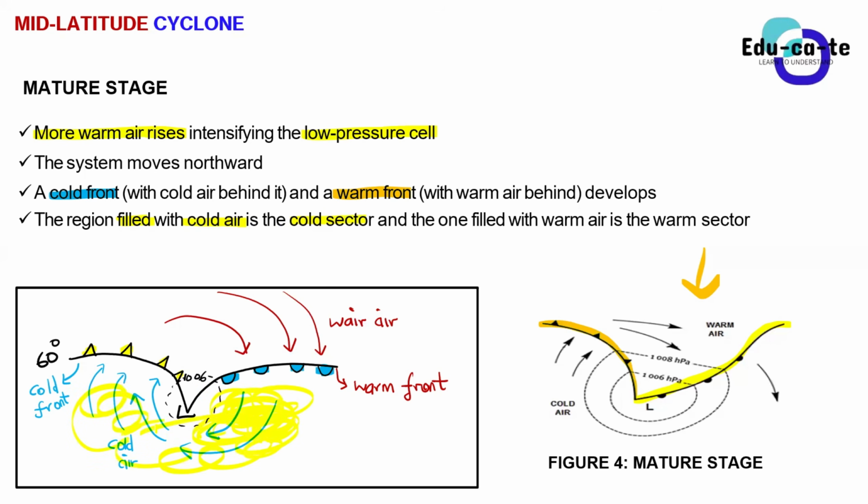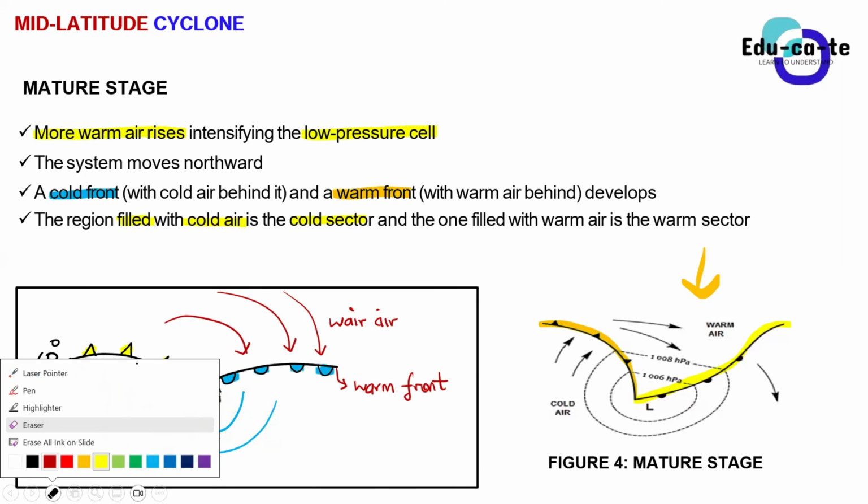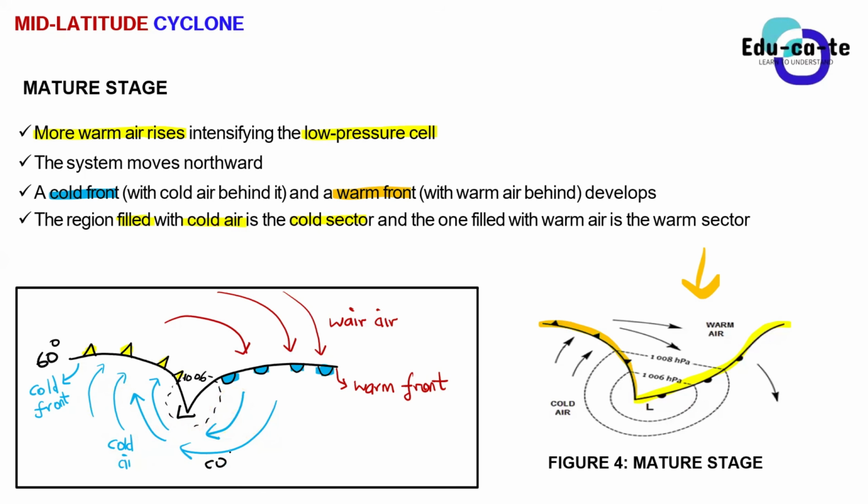Of cold air. So whenever you hear me talking of a sector, we are talking about a big region consisting of a certain amount of air, a certain type of air. So this one that I just highlighted using a yellow highlighter is known as the cold sector. So this place that is filled with cold air is known as the cold sector. Are you guys getting me? Are you guys hearing? Yes.